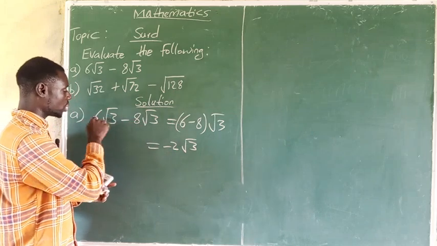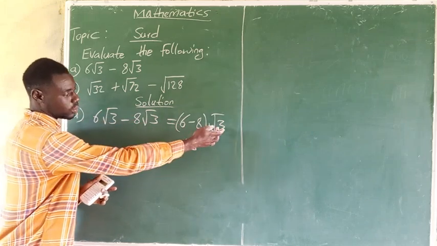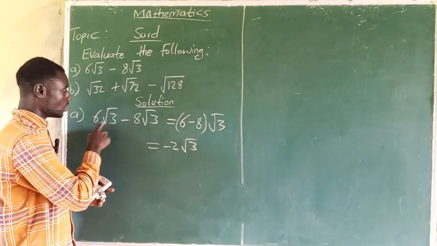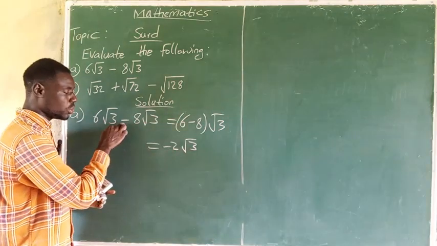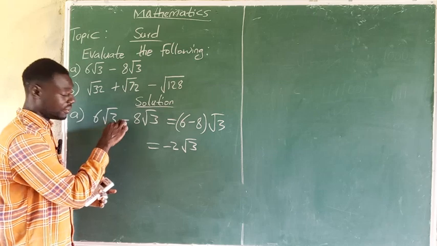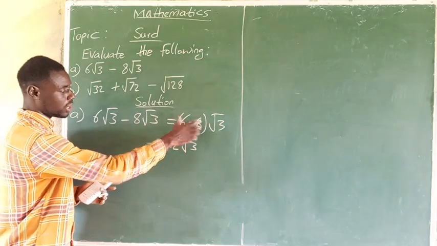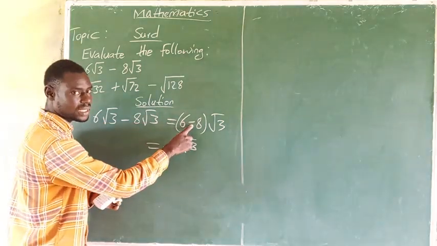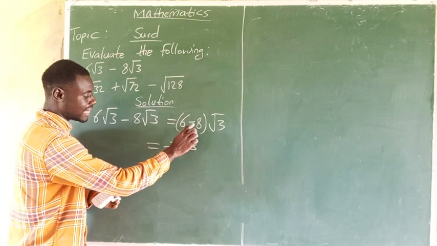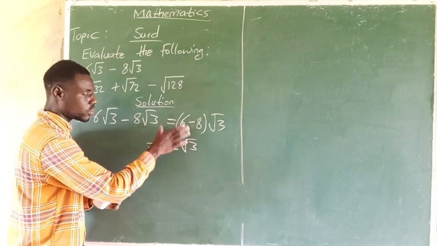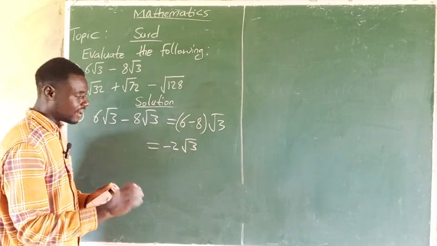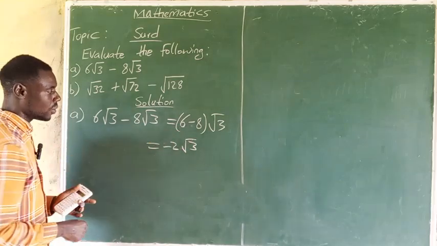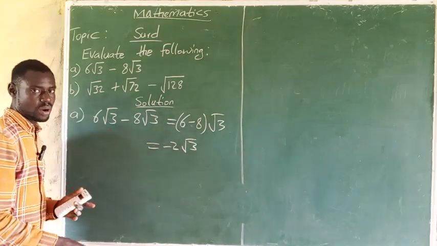Pick one of the roots, and what is in front of the root, bring it out. Then use the operation, which is subtraction. If it is addition, you add it. So 6 minus 8. Remember, 8 has the minus sign here, so any answer you get when you subtract will come with a negative value. So pick one of the roots, subtract what is in front of the root, and you get your final answer.